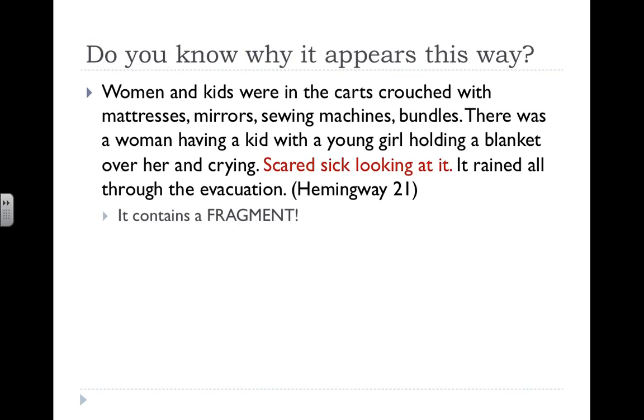Women and kids were in the carts, crouched with mattresses, mirrors, sewing machines, bundles. There was a woman having a kid with a young girl holding a blanket over her and crying, scared sick looking at it. It rained all through the evacuation.